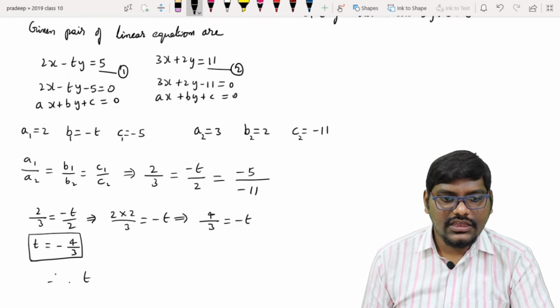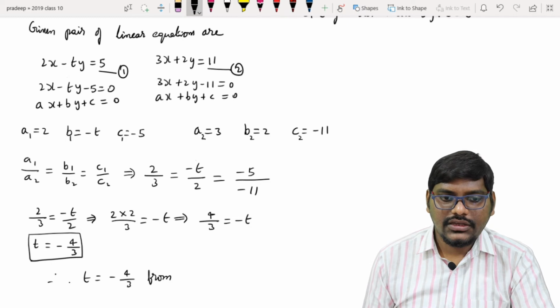Therefore t equal to minus 4 by 3 from the given pair of linear equations.